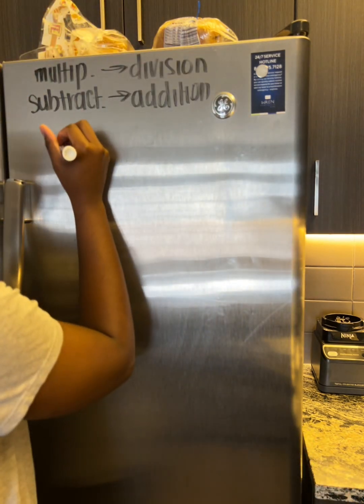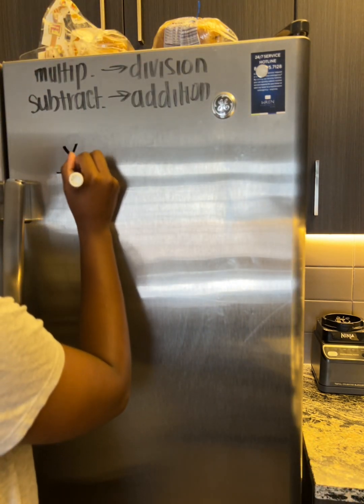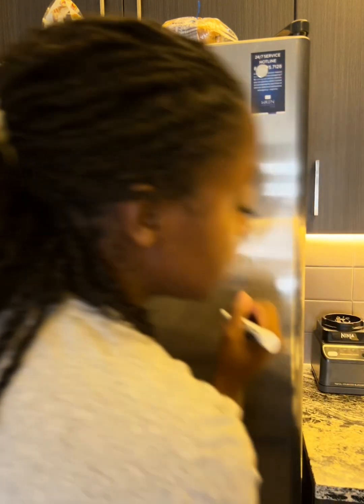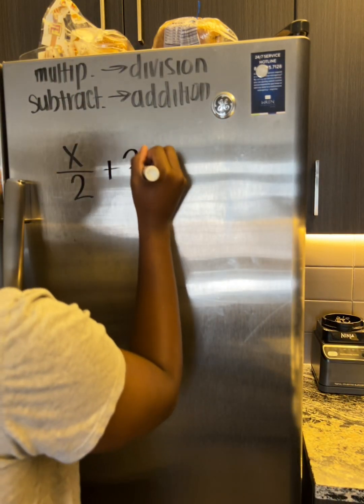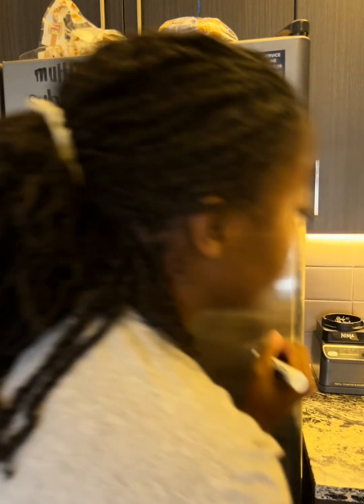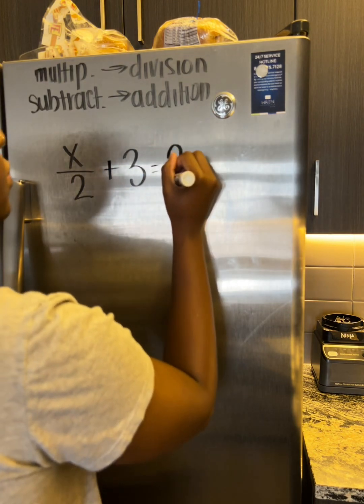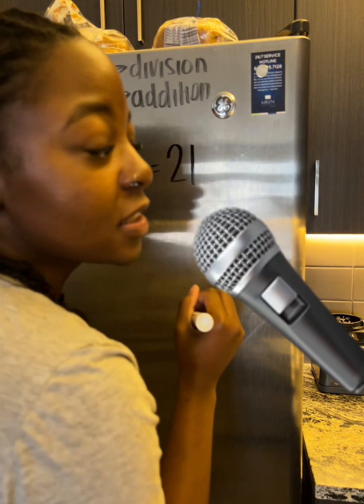X divided by 2 plus 3 equals 21. I can't see y'all.